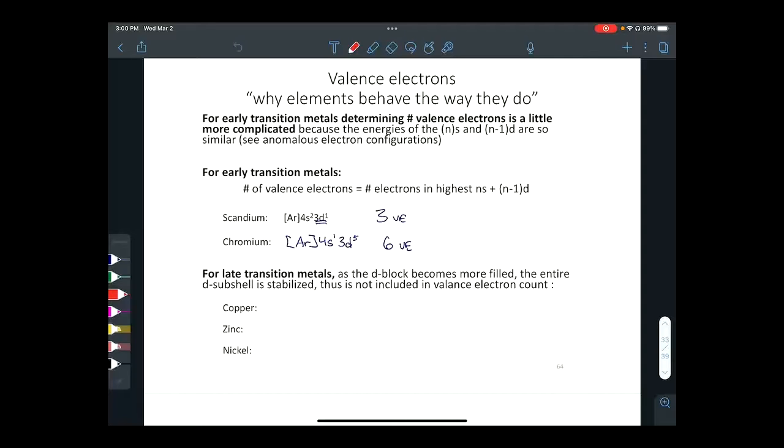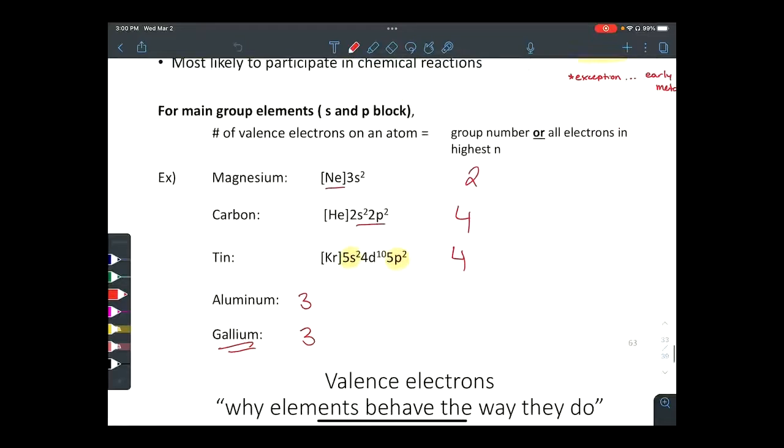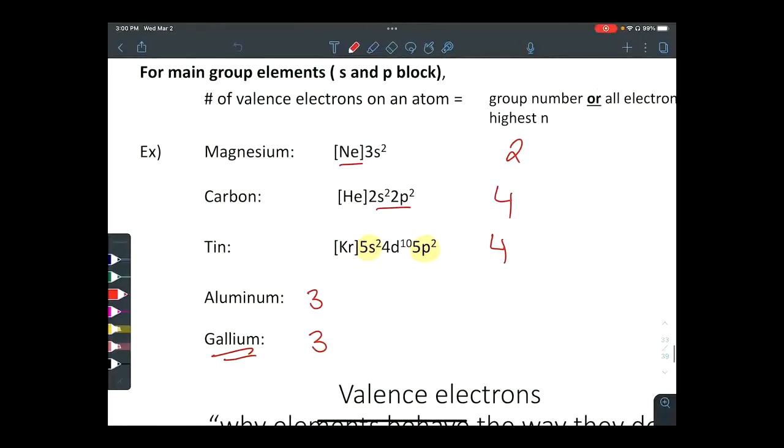All right, so we looked at some examples for main group elements, meaning S and P block elements. The number of valence electrons is the group number. There's a meaning here with the group number. If you write out the electron configuration, the highest energy electrons are in the highest N value. So for the main group elements, S and P, it's super easy. It's just the group number. And we see that example here.